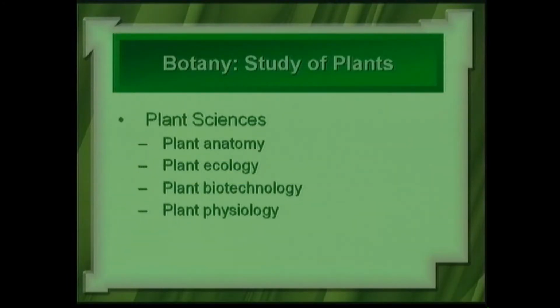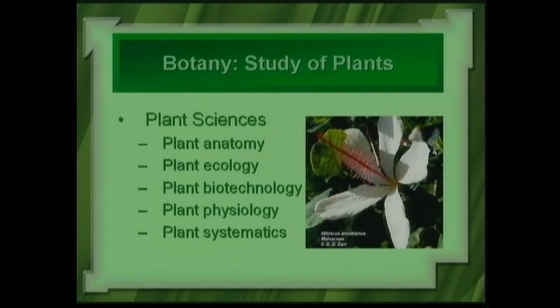Okay, so plant biotechnology, very important. We also have plant physiology. Plant physiology includes the study of the processes in the plant body, including photosynthesis, also including cellular respiration. Very, very important processes. We also have the field known as plant systematics. And plant systematics has to do with the botanical naming and classification of plants.